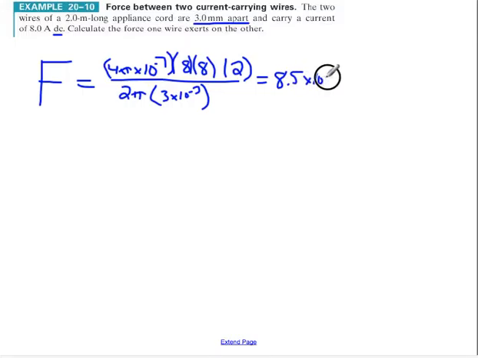I think that is the force that they are exerting on each other. We don't really know the direction of that force without knowing the direction of the currents, so that would depend. Okay, let's do one more example.